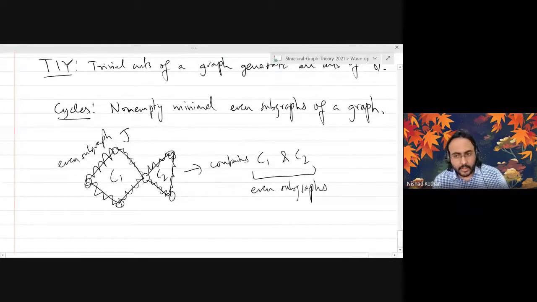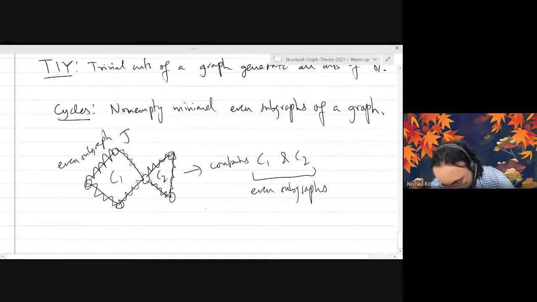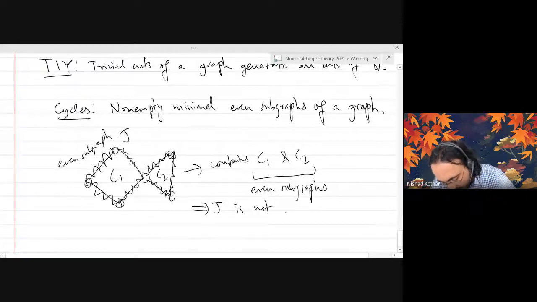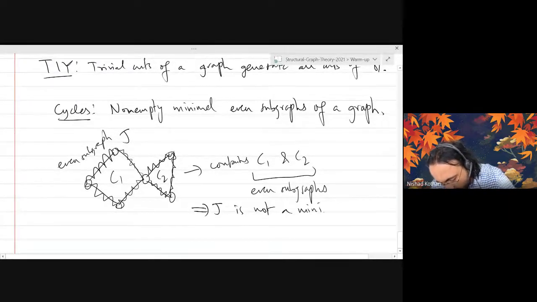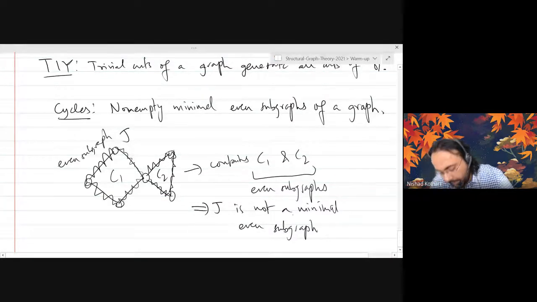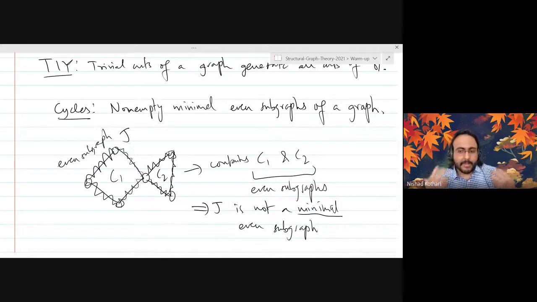So J is not a minimal even subgraph of the graph. This implies that J is not a minimal even subgraph, because minimal means that it should not contain any smaller set with the same property. This is an important concept in any combinatorics or discrete math course: minimal and maximal. Whenever you use the word minimal with respect to a certain property, it just means that it should not contain any proper subset which has the same property.